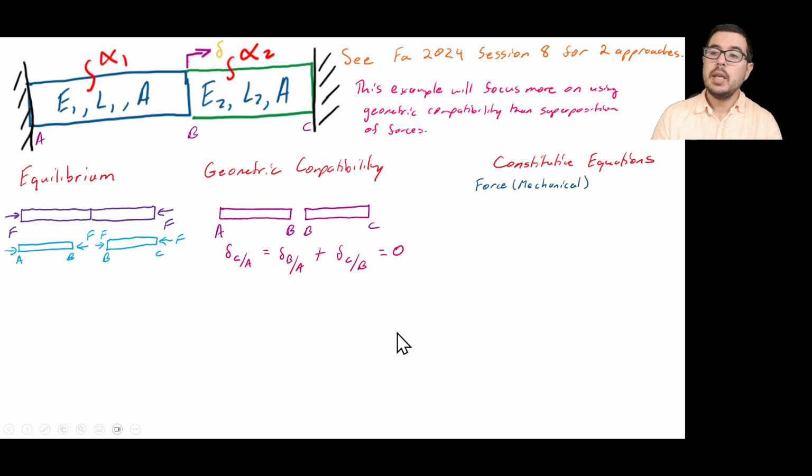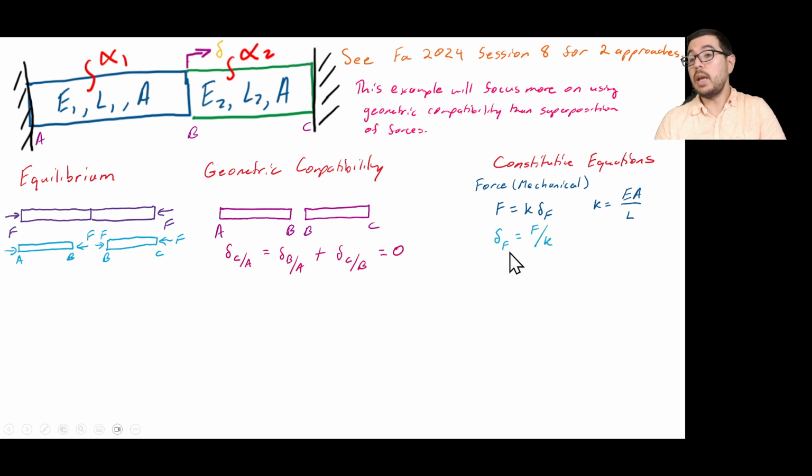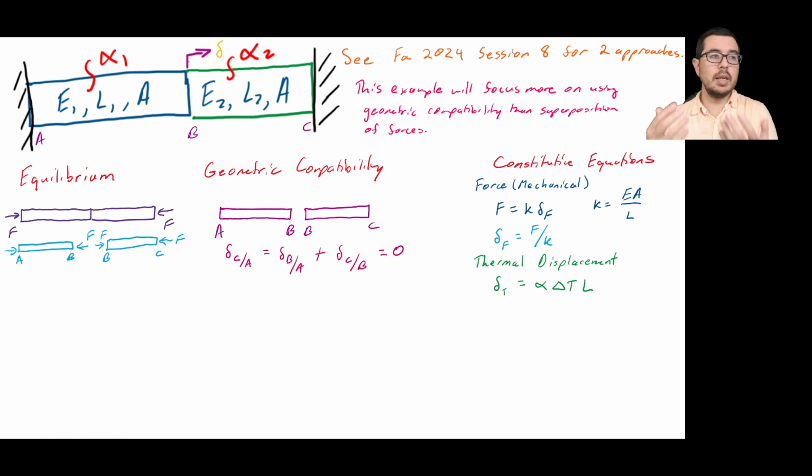For the constitutive equations, let's first look at what we know about relationships between force and displacement. We might lump these first couple of equations under a category of mechanical constitutive relationships. Nothing about temperature here. So we can say that force is equal to K delta. We can say that K is equal to EA over L. And we can say that the deformation due to force, delta F, would be force divided by K. We can also look at our relationship for thermal displacement or thermal deformation. We can say that delta T would be equal to alpha delta T times L. The strain would be just alpha delta T, but we multiply by L, and now we've got displacement. So we're talking about a force-based displacement and a thermal displacement.